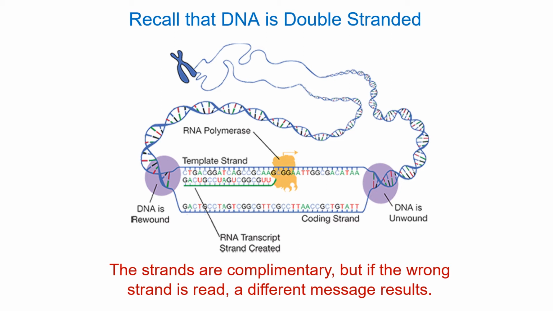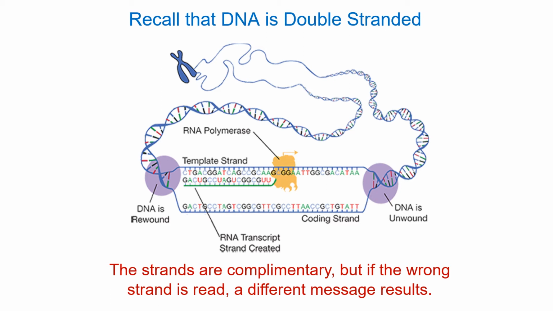It's going to read the template strand, and there are clues within the promoter, there's sequences within the promoter that tell RNA polymerase which strand to read. But it's going to completely ignore the other strand. If it were to accidentally somehow make a transcript from that other strand, we would get a totally different sequence of RNA nucleotides and thus a totally different sequence of amino acids in the protein that would result. So RNA polymerase is picky. It's going to read just that template strand.